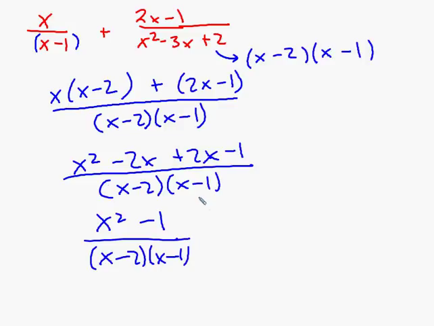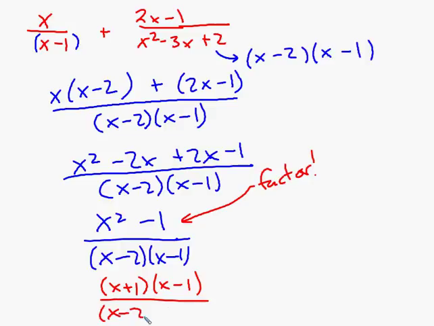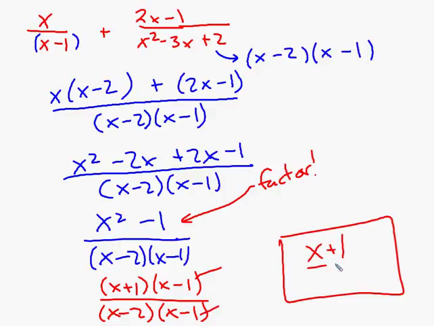And in this one, it will matter. So I'm going to have to factor that. If possible, I do it to check to see if something cancels in the denominator. This time it does, because when I factor that, I get x plus 1, x minus 1. And at bottom, I have x minus 2, x minus 1. And we see that the x minus 1s will cancel, giving me the final answer of x plus 1 over x minus 2.